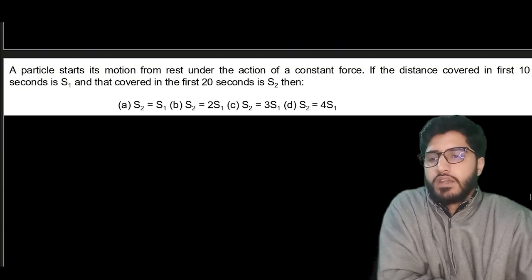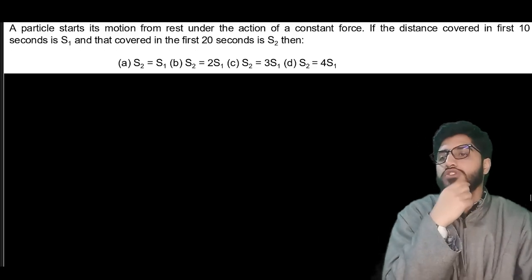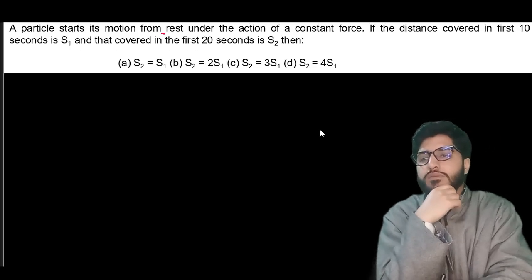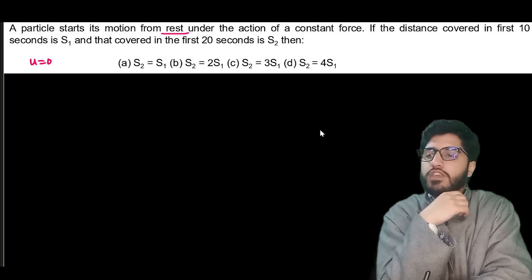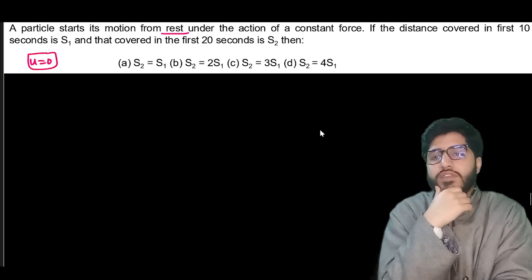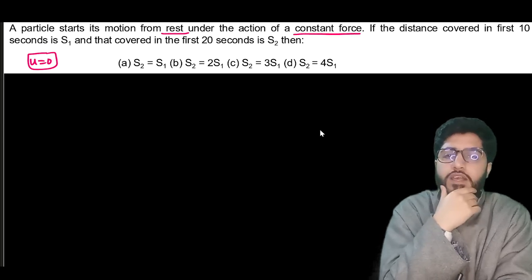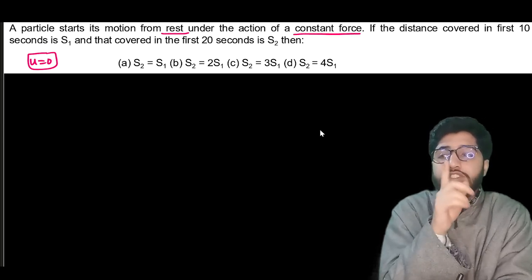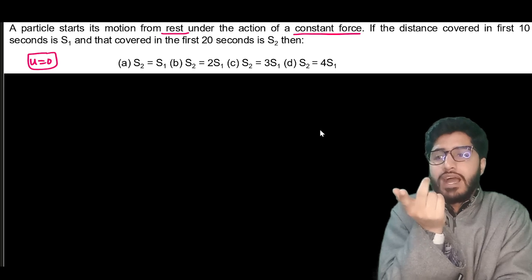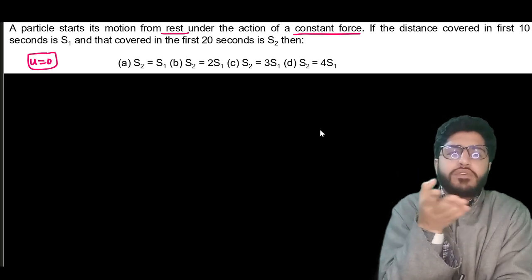Okay. Next numerical. So we have this one. A particle starts its motion from rest. From rest means initial velocity is going to be 0. Under the action of constant force. So we have the constant force. Constant force means we can use the equation of motion. If the distance covered in first 10 seconds is S1 and distance covered in 20 seconds is S2, then we have to find the relation between these two.